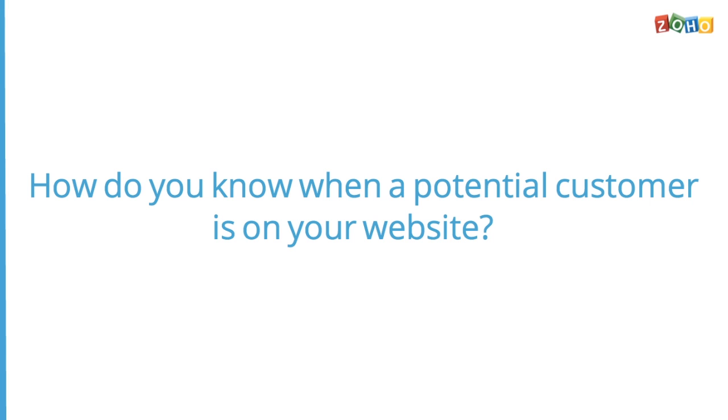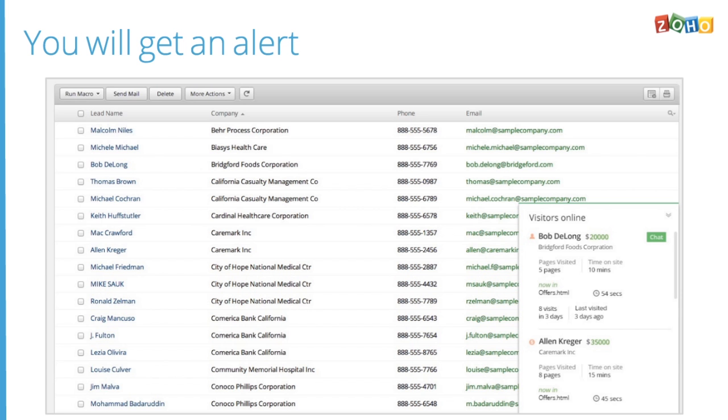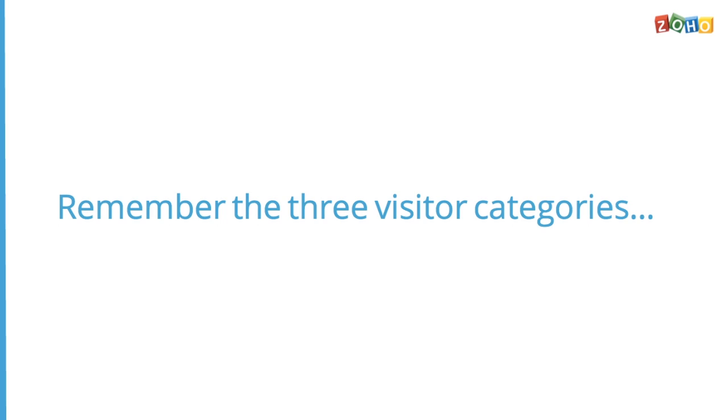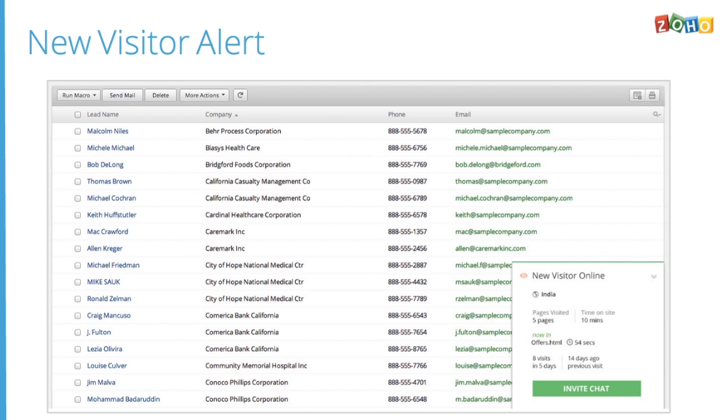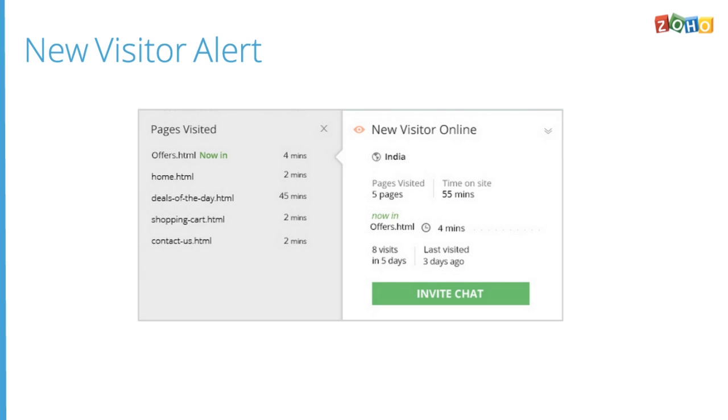So how do you know when a potential customer is on your website? You'll get an alert. Remember the 3 types of visitors that we talked about earlier. You'll get a new visitor alert. This lets you see when someone who's not in your CRM is visiting your website. It'll show you which pages they visited and how long they've been on those pages. It lets you invite them to chat.